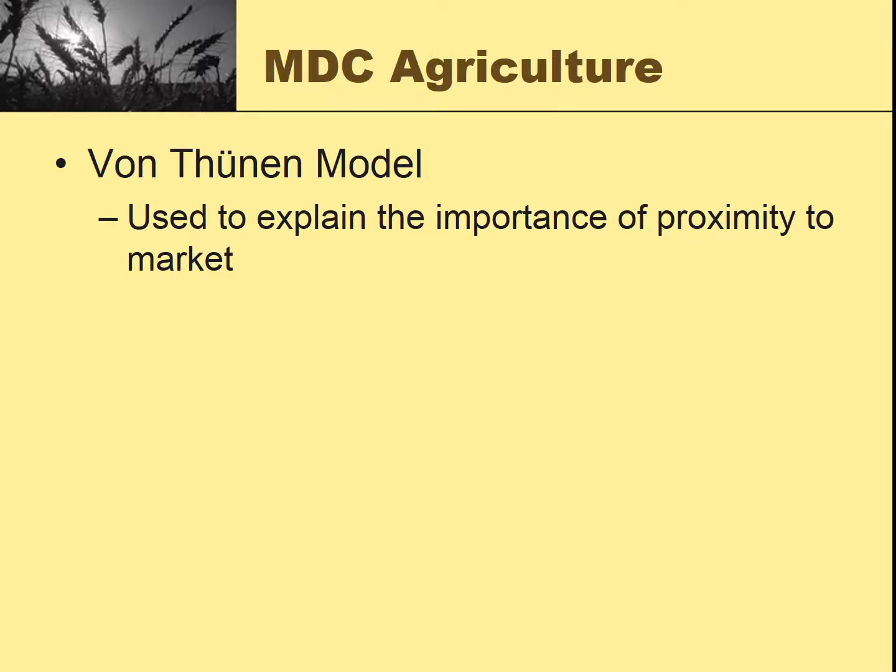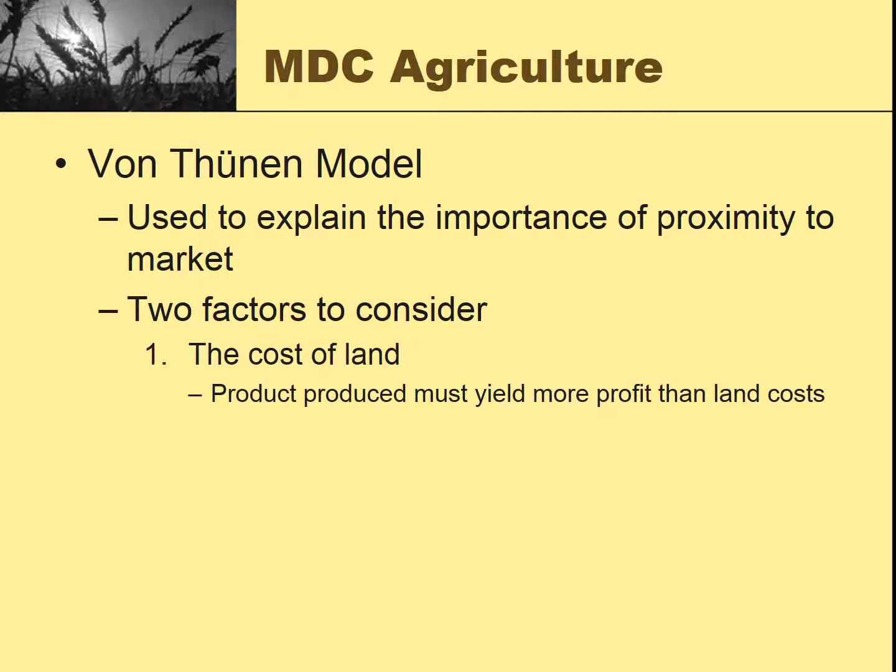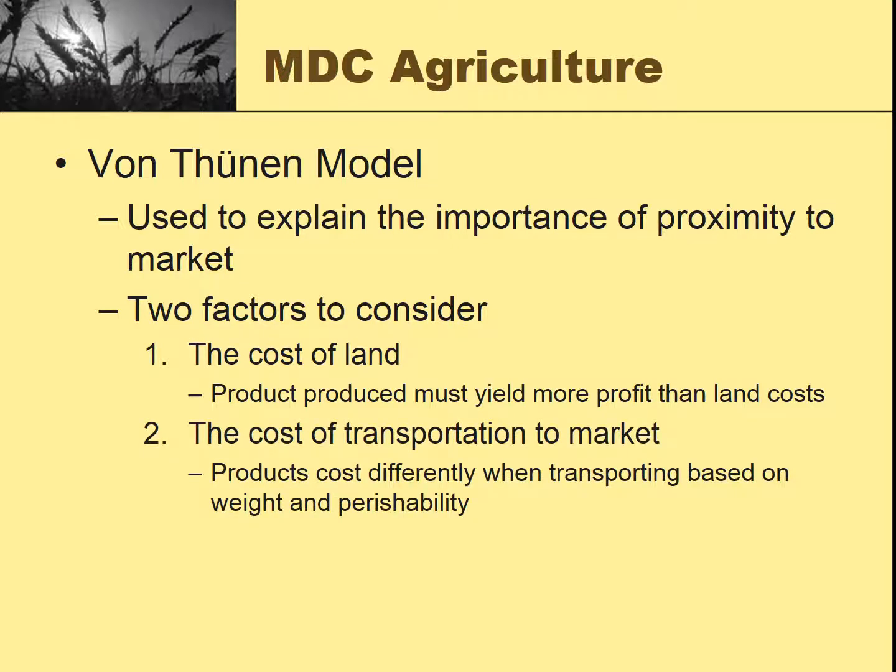Von Thunen's model is used to explain the importance of proximity to market, and there are two factors to consider. The cost of land. You've got to produce a product that yields enough profit that offsets the high cost of land closer to the market and the low cost of land further away. The other factor is the cost of transportation to market. This is part of distance decay or friction of distance.